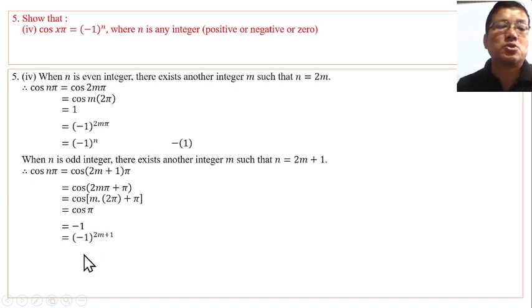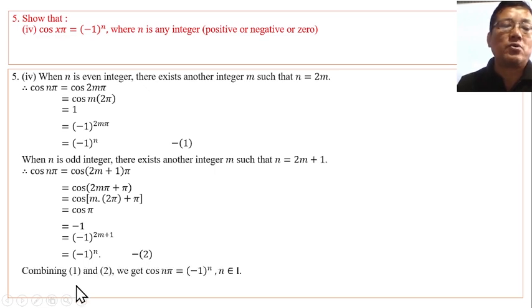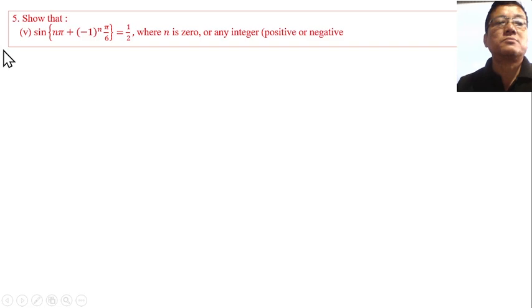Minus 1 to the power twice m plus an odd number, minus 1 to an odd number power gives minus 1, so for n equals twice m plus 1. For n any integer, combining 1 and 2 we get cos of n pi equals minus 1 to the power n, where n belongs to I, any integer. So cos of n pi plus minus 1 to the power n times pi by 6, where n is 0 or any integer, positive or negative.